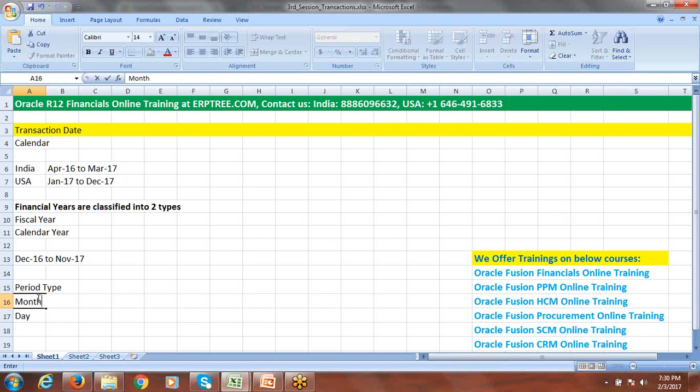If you treat the month as a period, 12 periods total. If you treat the day as a period, you'll have 365. If you treat the quarter as a period, 4 periods. If you treat the week as a period, 53. If you treat 6 months as a period, you can have only 2. So this is how you are going to consider your period, and based on that you can have the number of periods.